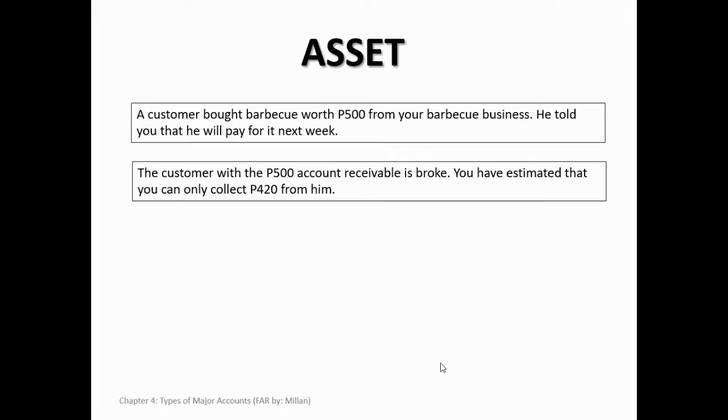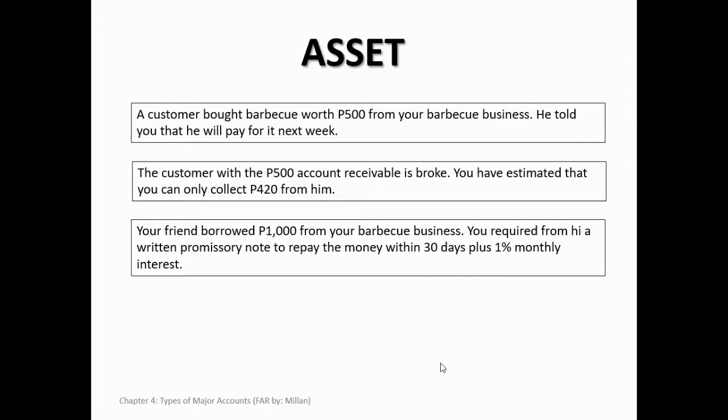Next, the customer with the 500 accounts receivable is broke, wala siyang pera, and you have estimated that you can only collect 420 from him, so kulang. Anong gagawin mo ngayon dun sa 80 pesos na difference? So the 80 pesos uncollectible account is recorded as bad debts expense and accumulated in the allowance for bad debts account.